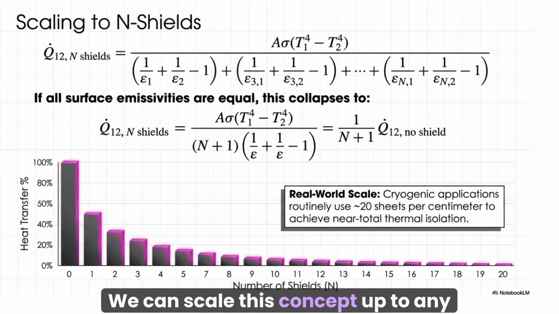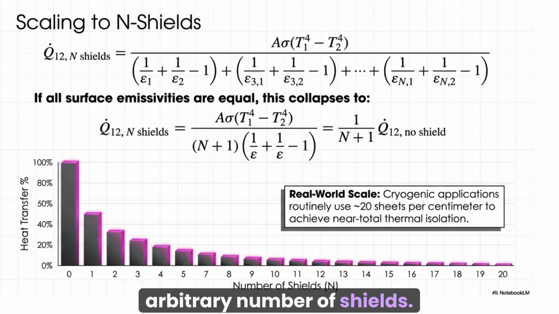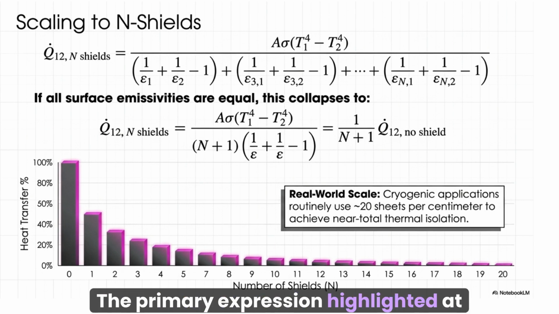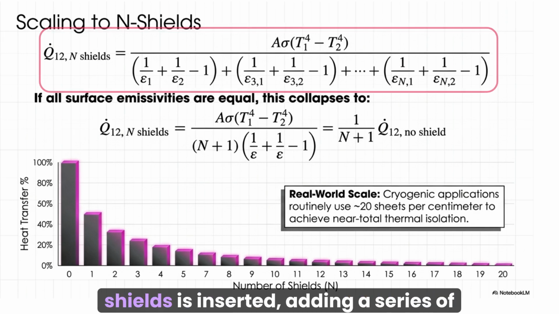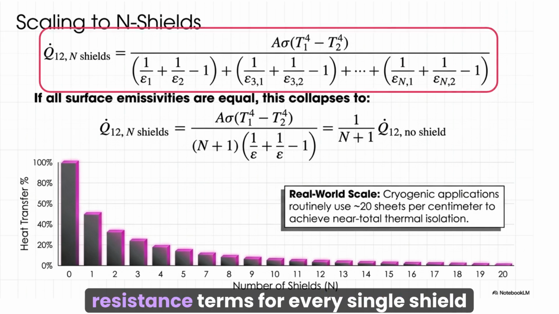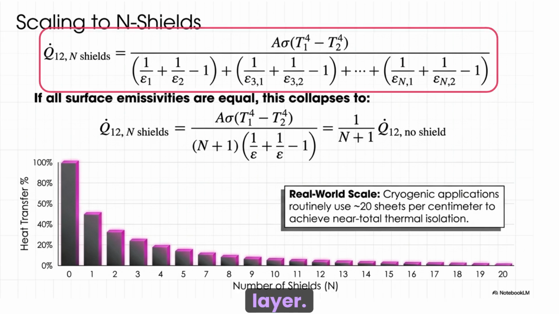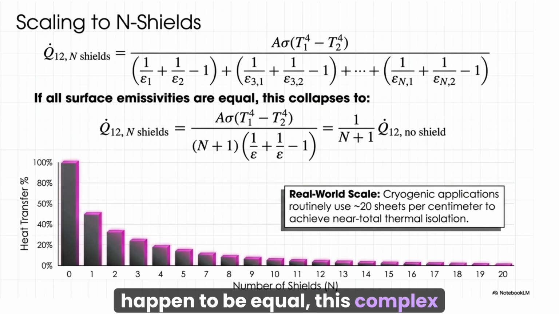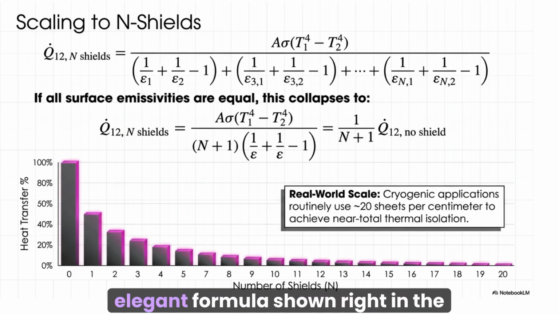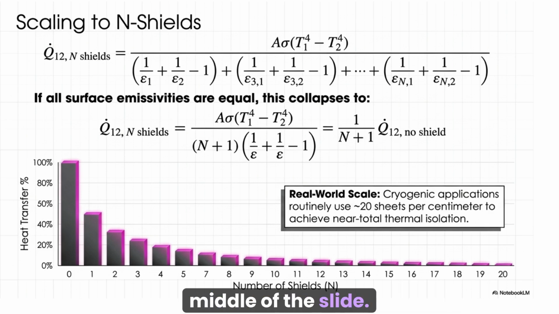We can scale this concept up to any arbitrary number of shields. The primary expression highlighted at the top of the slide defines the total heat transfer when an array of multiple shields is inserted, adding a series of resistance terms for every single shield layer. If all surface emissivities in the system happen to be equal, this complex relation collapses into the beautifully elegant formula shown right in the middle of the slide.